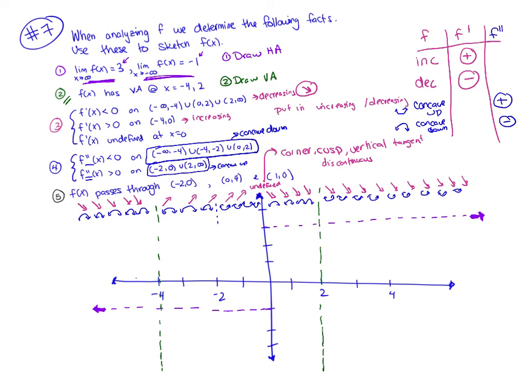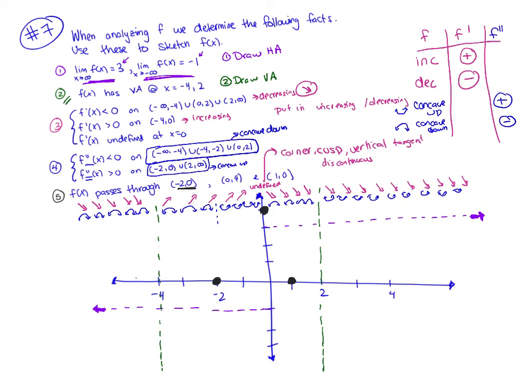Okay. The last thing we have is some specific points for our graph. I know that it passes through the point negative 2, 0, so I'll put that in there. 0, 4. So I'll put that in there. And 1, 0. So I'll put that in there.